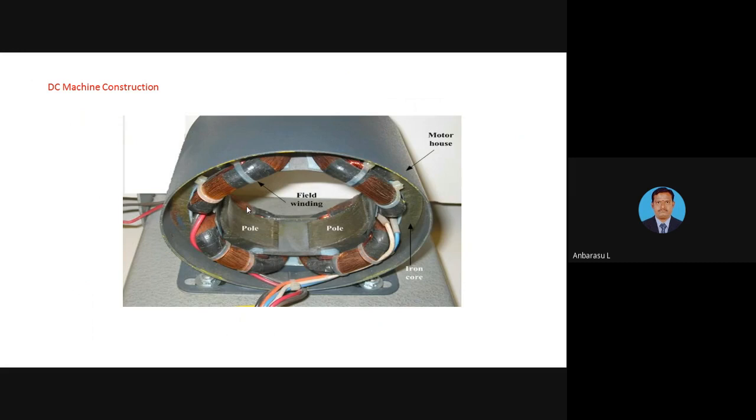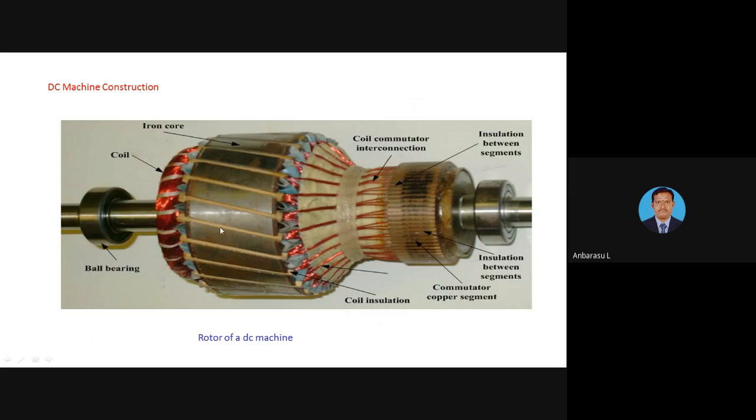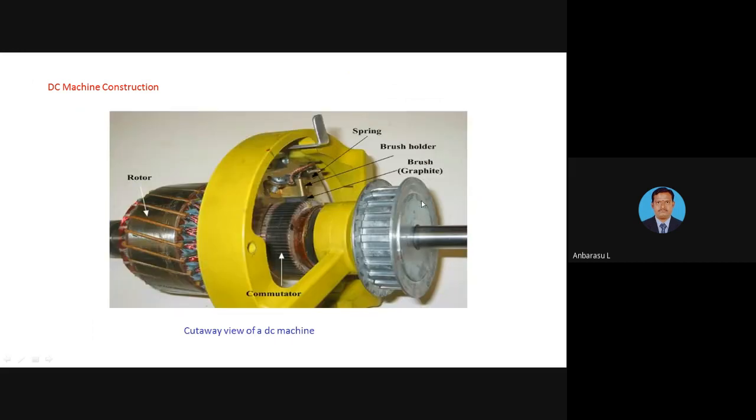This is a pictorial representation of the four-pole stator part only. Here in the four-pole machine, four field winding coils are there. Pole core and pole shoe are there. This is the armature winding, commutator, and ball bearings on both sides. Here the brushing arrangements are shown. This is a cut sectional view of a DC machine. This is the inner cooling fan.